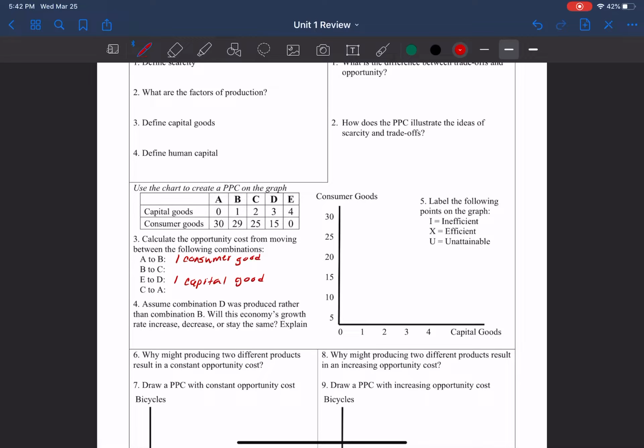Now for 4, assuming the combination D was produced rather than the combination B, will this economy's growth rate increase, decrease, or stay the same? In this case, the economy is going to increase. The more capital goods are being produced, the better the economy is doing.